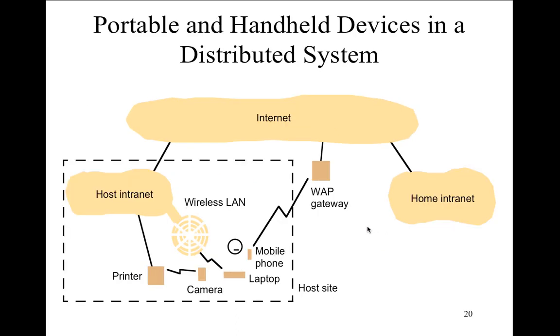Here's our portable and handheld devices in the distributed world. How do they fit in? Well, they're more client. Handheld devices are sometimes referred to as, well, everyone's a client who connects. But we have the internet out here. We've got a WAP gateway, let's say a mobile phone that comes through here, wireless LAN that they're connecting to, a laptop, a camera, a printer. So as we become more connected throughout the times, we become a lot more distributed.